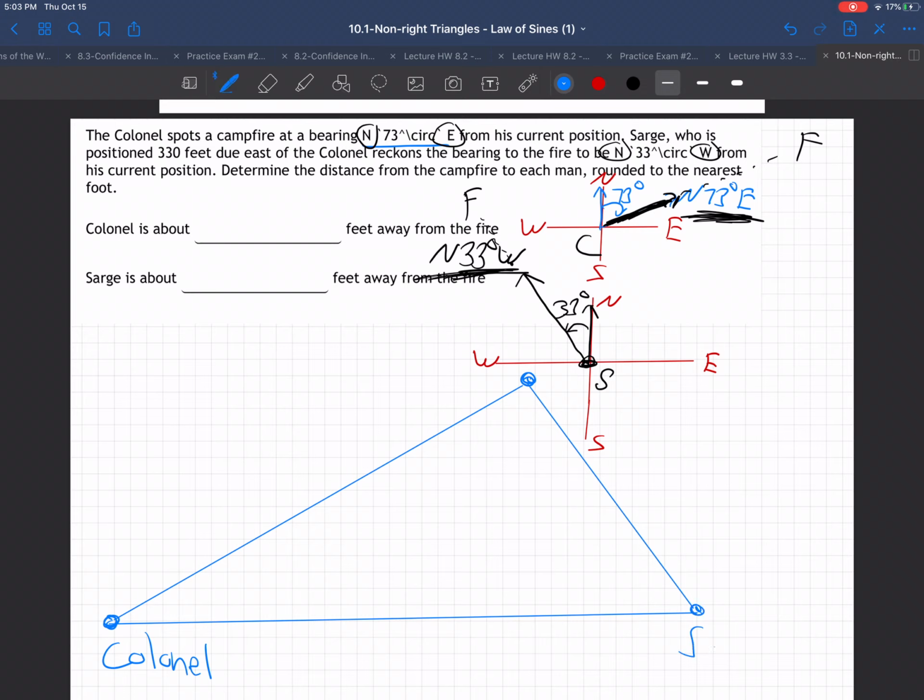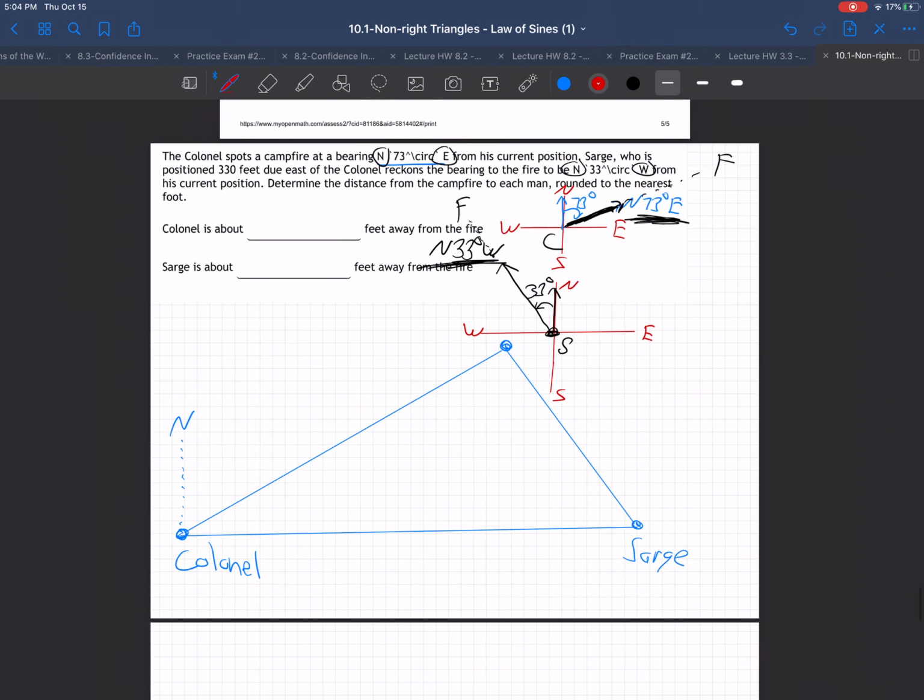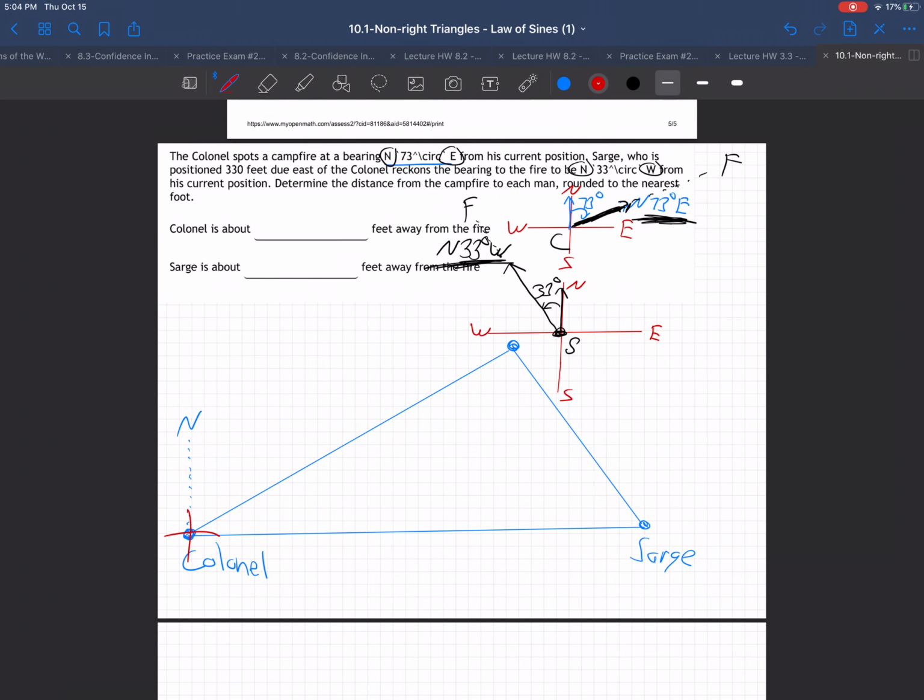And then, there we go. There is the Sarge. And so remember how the angles work. So straight up is north. So it's good to put a little axis system right here. So a little axis system, north, south, east, west. And remember how this works. This angle here is 73 degrees, right? North, but 73 to the east.